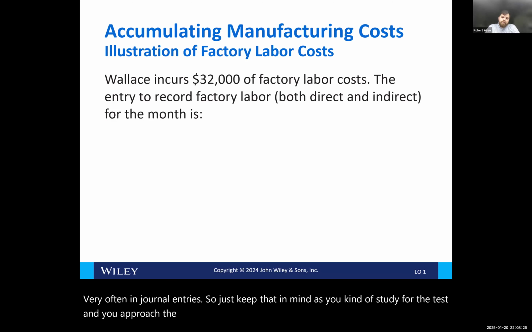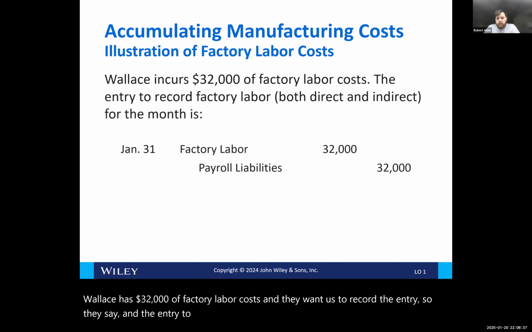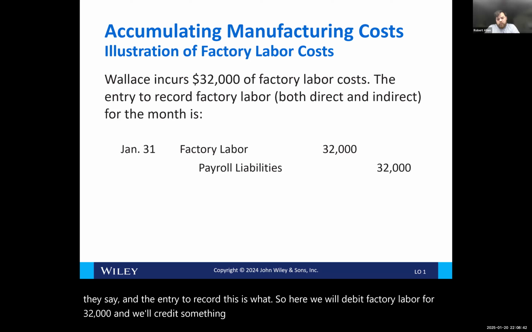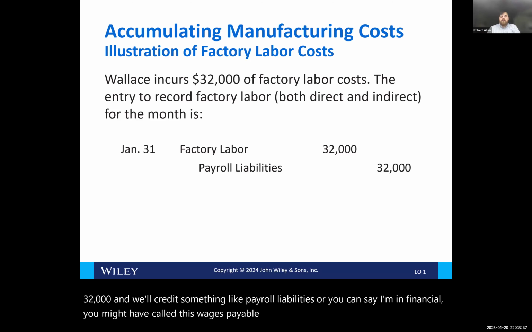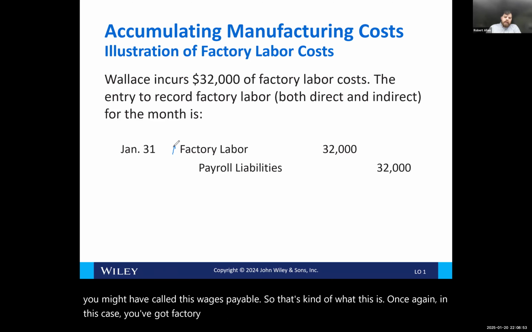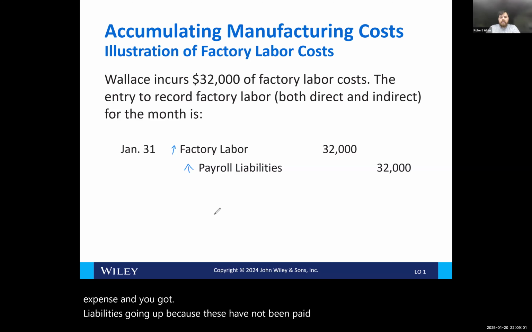So in this case, they tell us Wallace has $32,000 of factory labor costs, and they want us to record the entry. So they say the entry to record this is what? So here we will debit factory labor for $32,000, and we'll credit something like payroll liabilities. Or as you said in financial, you might have called this wages payable. So that's kind of what this is. Once again, in this case, you've got factory labor going up with a debit. It's effectively an expense. And you've got payroll liabilities going up because these have not been paid yet. So this is a liability. It's an incurred thing but we haven't paid it out yet.